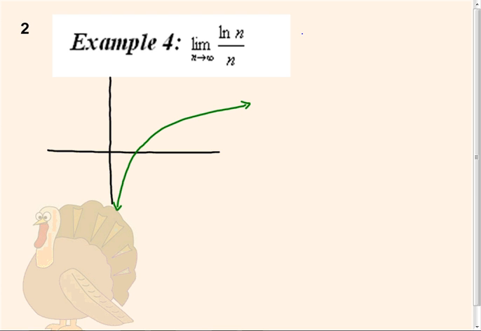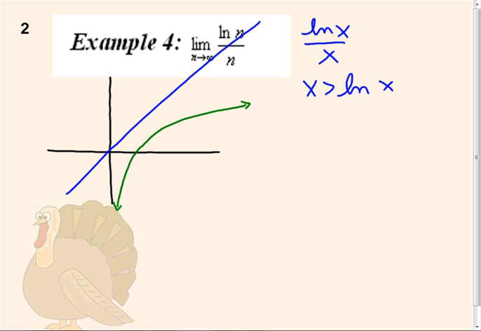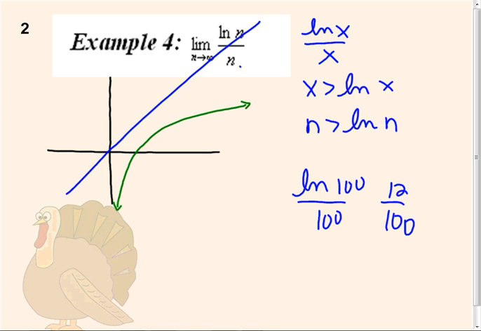Because I'm looking at the natural log of x versus x. Which is bigger? The x or the natural log of x? X is bigger than the natural log of x. N is bigger than the natural log of n. So if you make things go big enough, if this is 100, then you're looking at the log of 100 divided by 100. Well, that's just 12 over 100. What's it getting close to? Use your intuition. It's going to 0. There's no work to show.